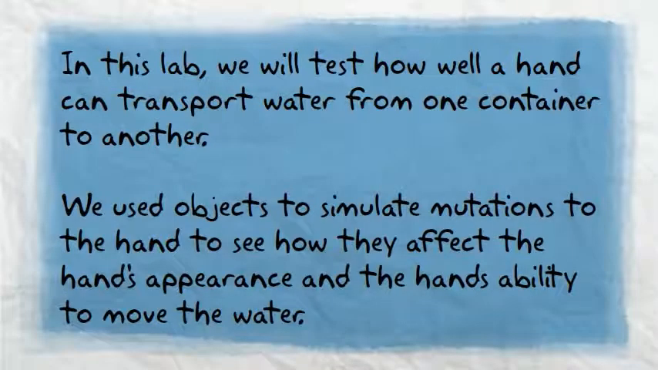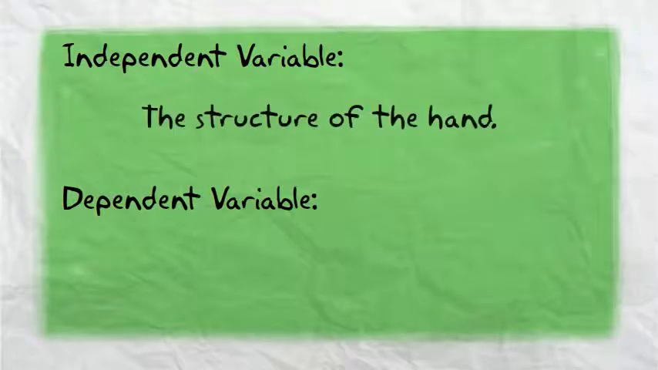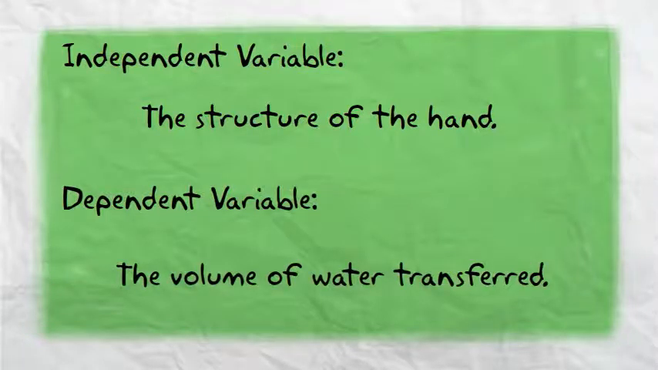In this lab, we tested how well a hand can transport water from one container to another. We used objects to simulate mutations to the hand to see if they affected the hand's appearance and the hand's ability to move water. An independent variable is what the experimenter purposely changes from trial to trial. In this case, it is the structure of the hand, because we're manipulating our own hands to fake mutations. A dependent variable is what we are measuring to see how the structure affects the function. In this case, it's the volume of the water transferred.